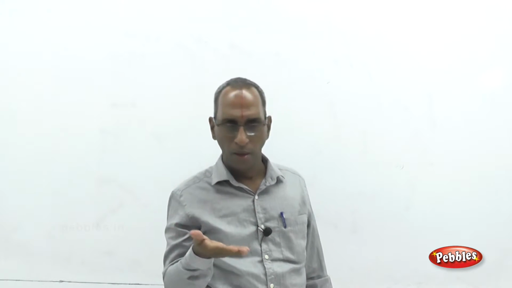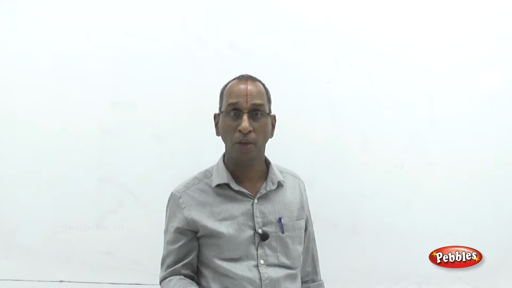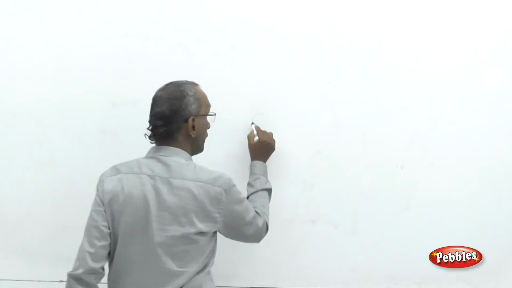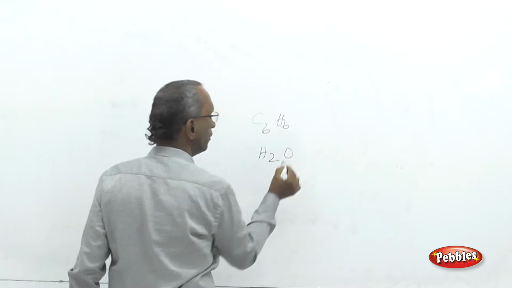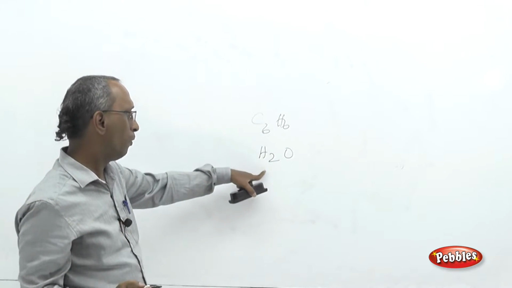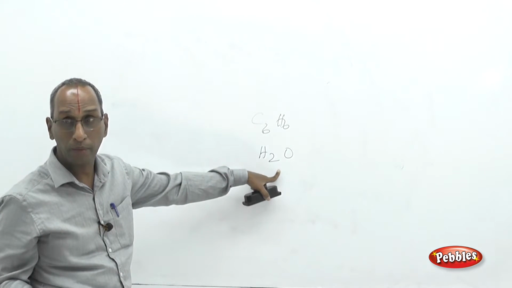And in a covalent bond, polarity arises due to the difference in electronegativity. If there is no difference in electronegativity, compounds are non-polar. Benzene is a non-polar solvent. Water is a polar solvent. So benzene has formula C6H6, water H2O. So only 3 atoms are there, but it is highly polar.